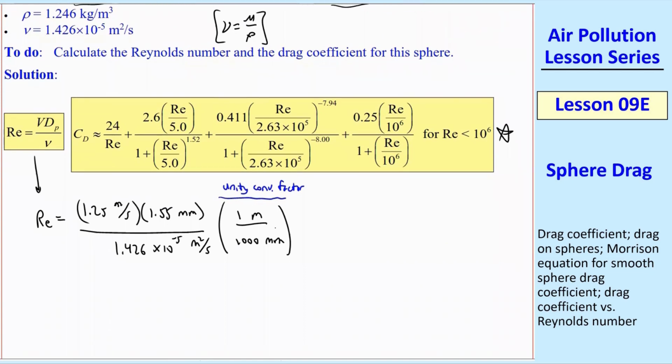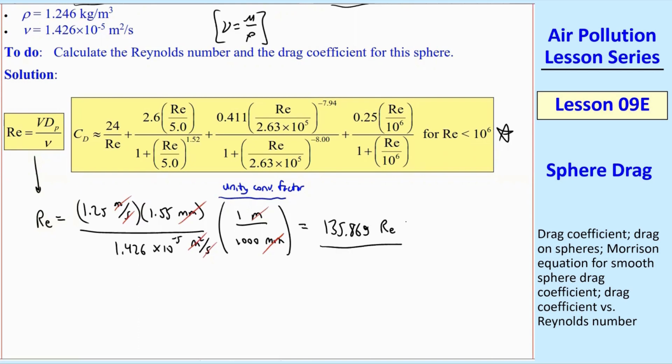And then I need a conversion factor so that the Reynolds number is non-dimensional. Since I had millimeters, I used this unity conversion factor. And then you can see I have 2 meters there and a second in the bottom on each. So this all turns out to be 135. I'm going to give you a few extra digits here. We're going to put that into our Morrison equation now.